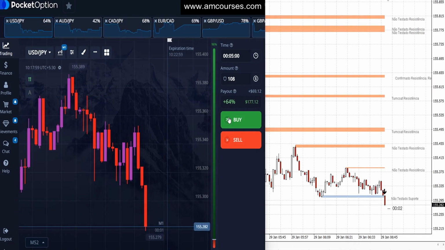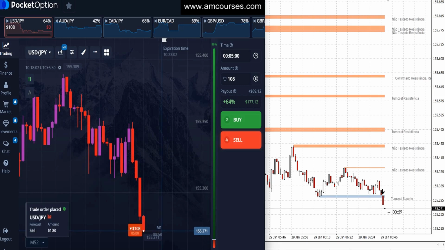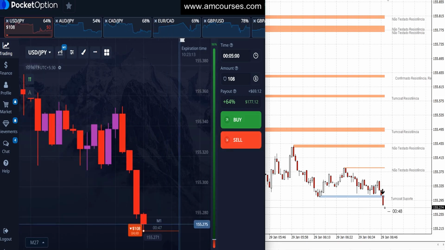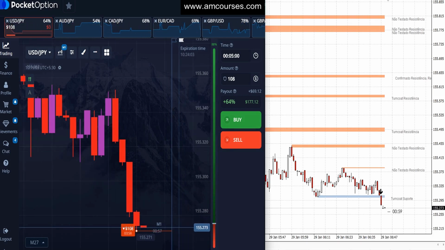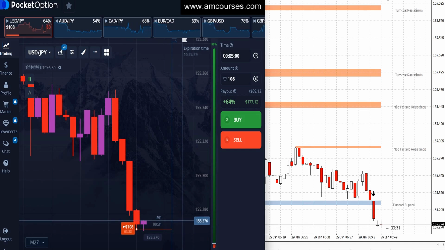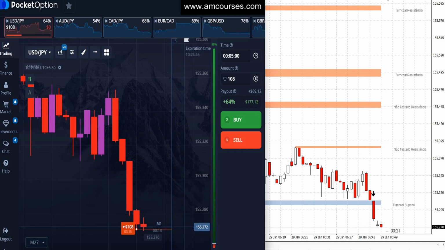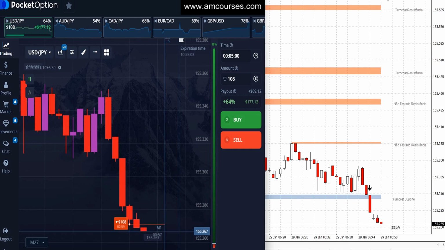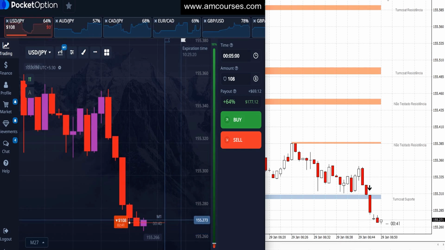Let's get started with the live trading examples. Alright traders, the market is in a clear downtrend, and we've received sell signals from the Binary X indicator. The price has just broken through a support level, which is a strong signal for a sell trade. According to our strategy, this is a great opportunity for a 5-minute sell trade. Now let's wait for the result.